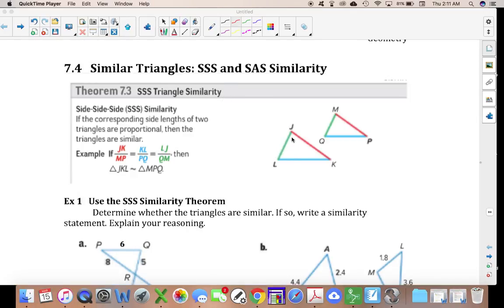For congruence, side, side, side meant we're proving that each of the sides in one triangle was congruent to each of the sides in another. But for side, side, side similarity, we're proving that the proportion of the sides, one over the other, has the same scale factor for each of the three sides. And if we're able to prove that, then the two triangles are similar to each other.